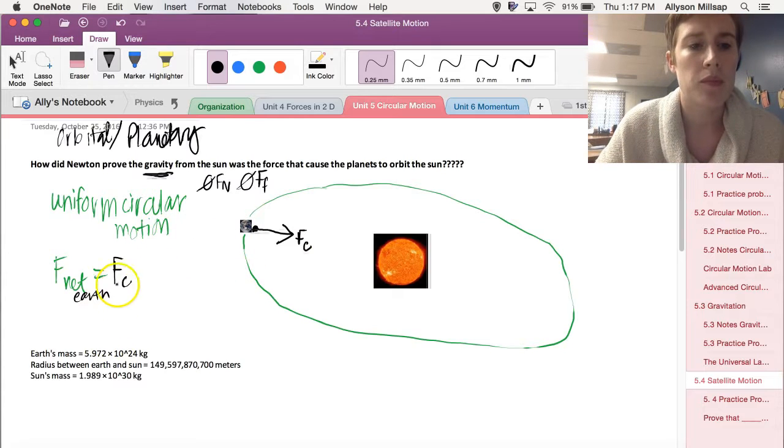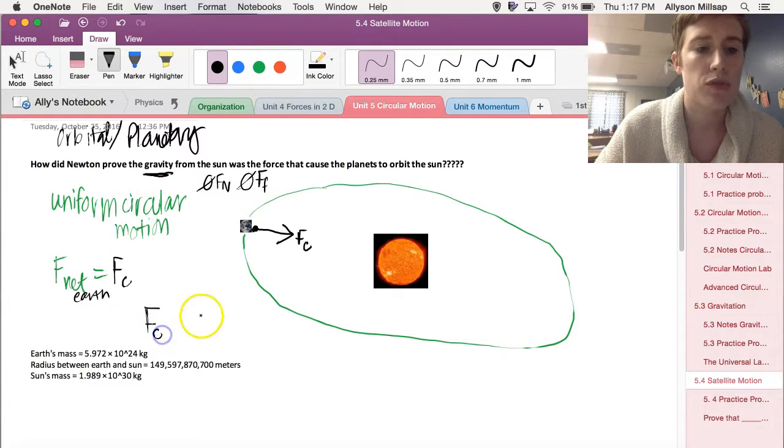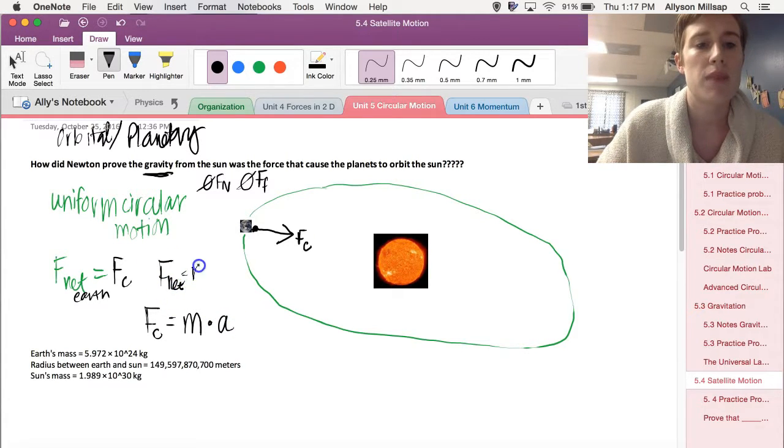So how can we calculate our net force? Well, net force, or our centripetal force in this case, the centripetal force of the Earth being pulled onto the sun, since it's equal to the net force, it equals mass times acceleration. Because you know how your net force is mass times acceleration? Well, if F net and Fc are the same, then we can write out this formula. The centripetal force acting on the Earth is equal to the Earth's mass times the Earth's acceleration.